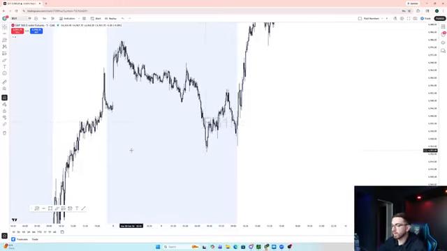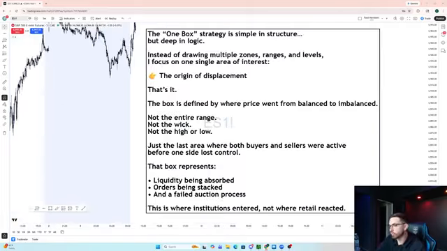Real supply and demand comes from unresolved institutional activity, areas where price moves faster than the market could fairly transact. And when price leaves an area too quickly, it leaves behind unfinished business. And that unfinished business is the entire reason the market comes back. Now, here's the core concept.